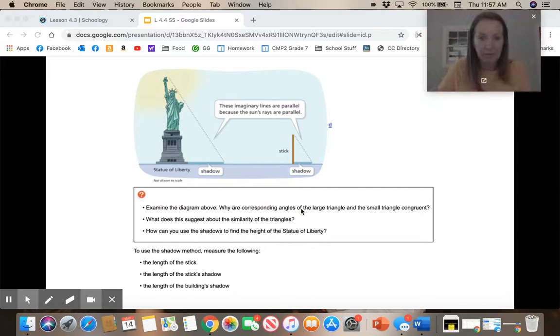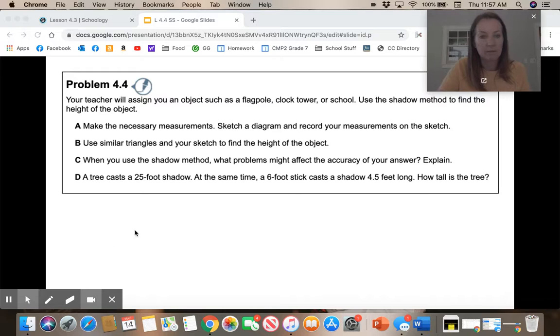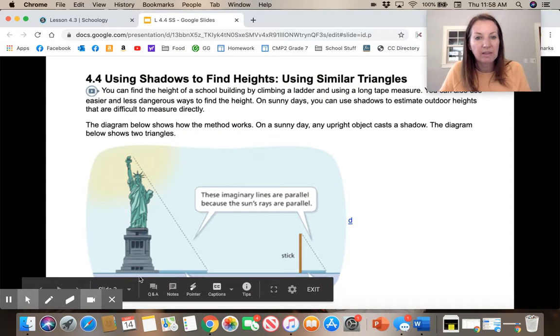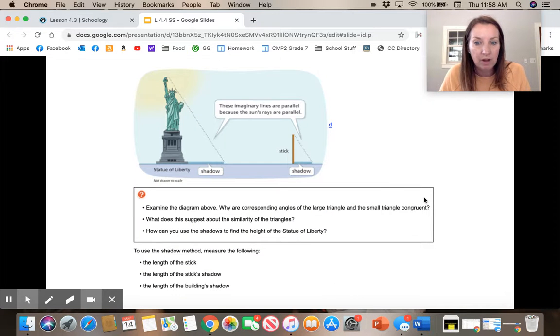Assuming you know the length of the stick you are using, and you can measure the shadow of the stick you're using, if you know the lengths of those 2, you can use the length of the shadow of the item you're measuring to find the height of the item. So let's talk about that. What are the corresponding angles of the large triangle and the small triangle? Why are they congruent? I kind of already talked about that because if this one is 90 and the sun's rays are parallel, these would be also equal.